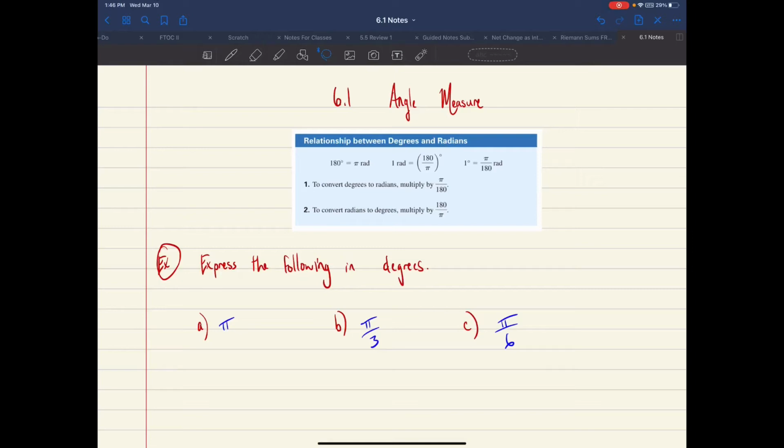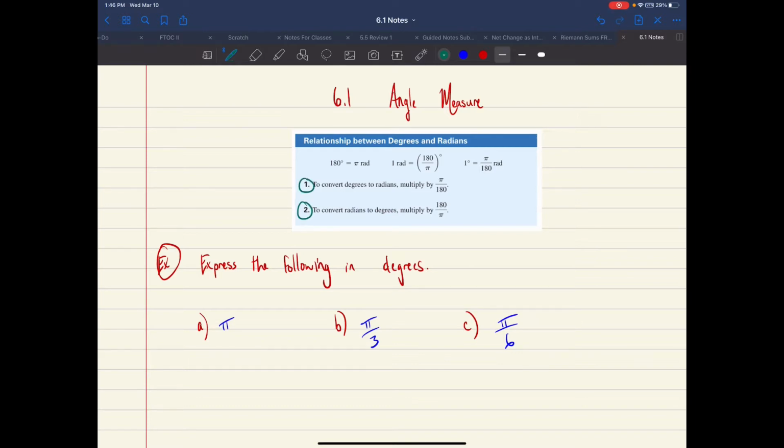This week we're going to look at 6.1, which is angle measure. This section has a lot of little things in it, but they're all relatively simple. First, we're just going to switch between degrees and radians. This little blue box in your textbook tells you how this works. The main two things to look at are numbers 1 and 2 here.